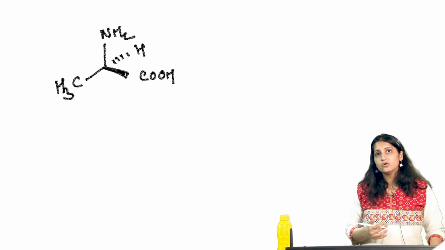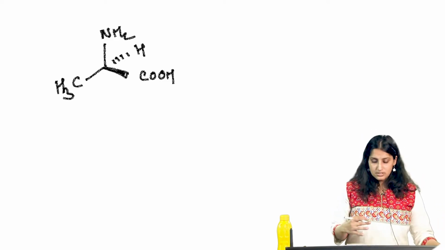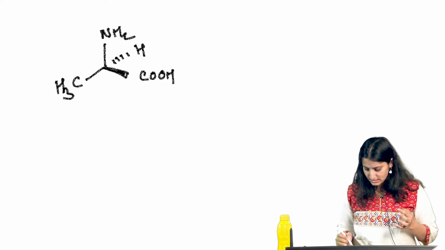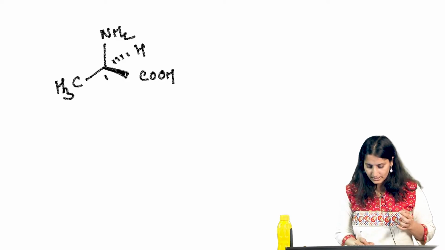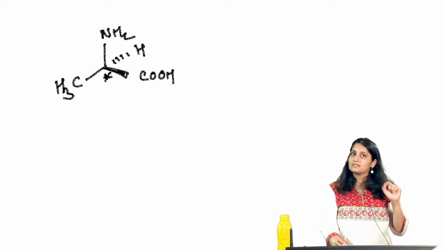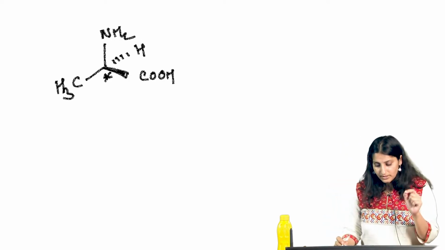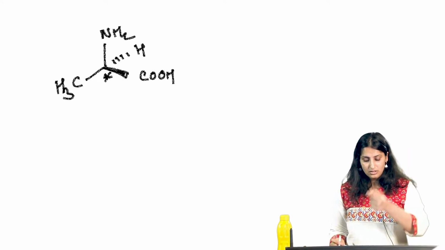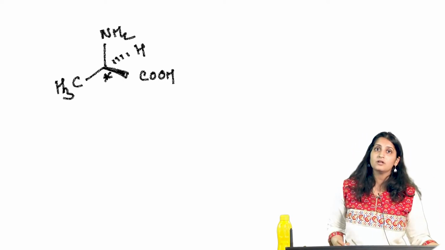Now, the rules go like this. The first rule is that we first locate the chiral carbon. In this case it is very easy. This is the chiral center. You will see that many times it is represented with an asterisk. Here you can see that the asymmetric center is attached to a nitrogen, a carbon and a hydrogen.